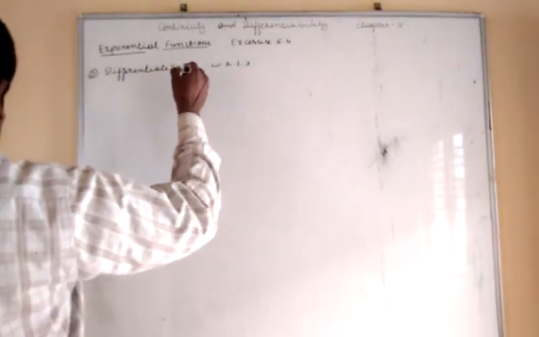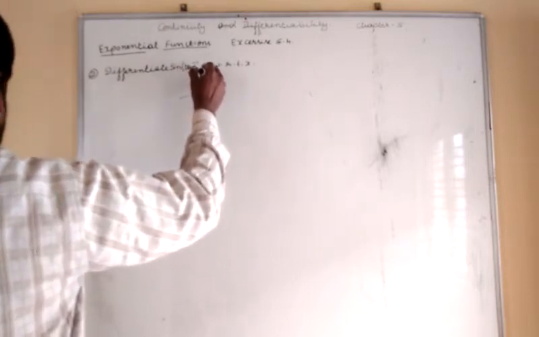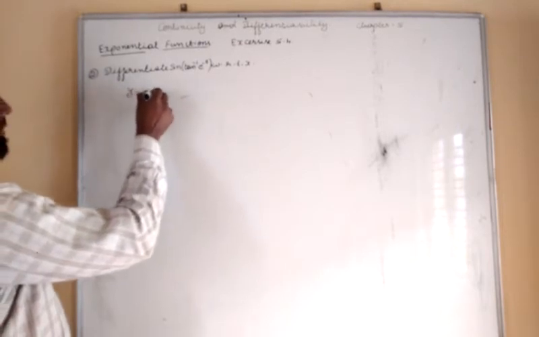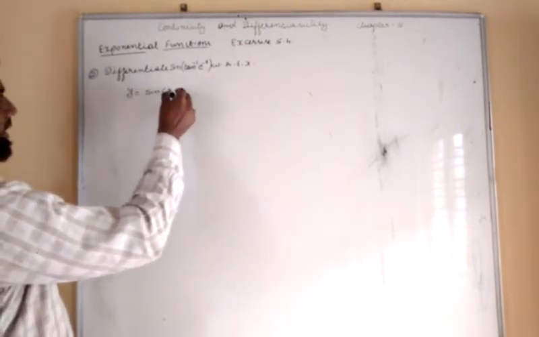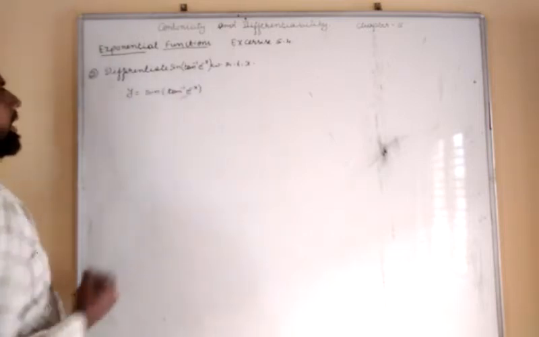Sine of tan inverse e to the power of minus x. Okay, let us take the function y is equal to sine of tan inverse e to the power of minus x. Let us solve it by the substitution method and the direct method, two methods.